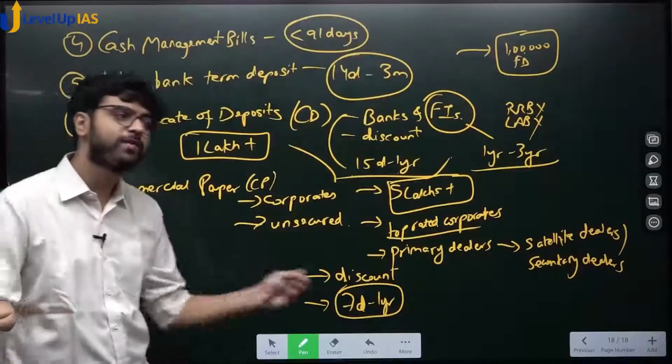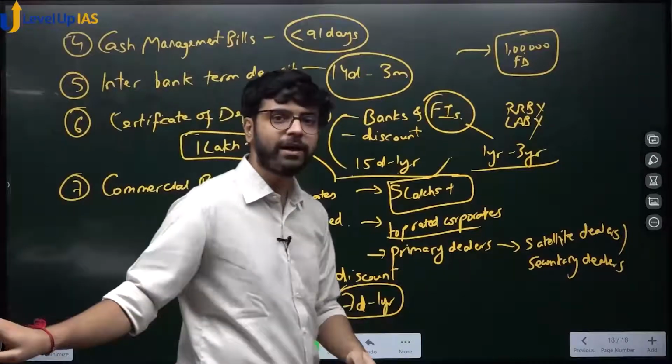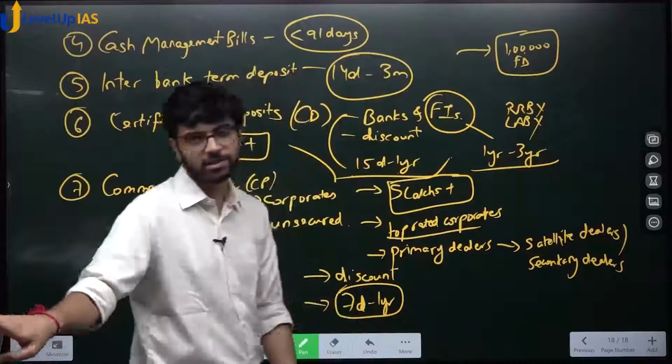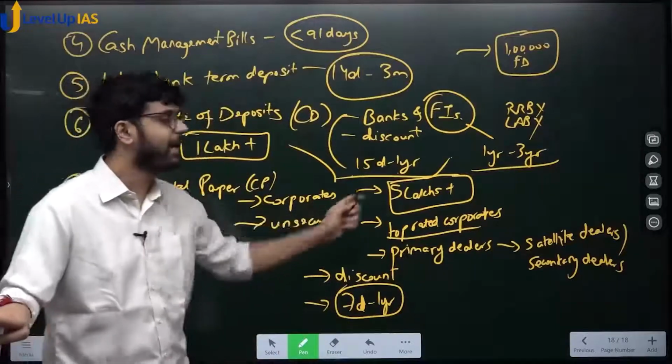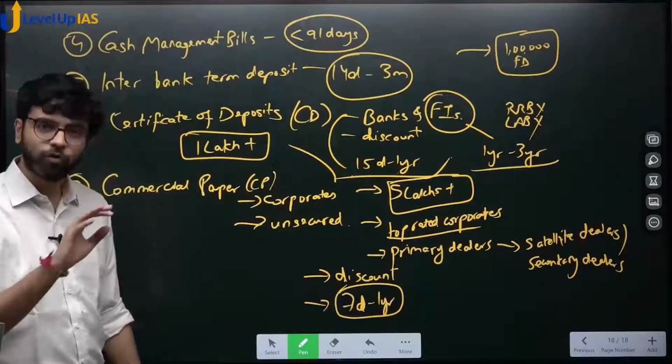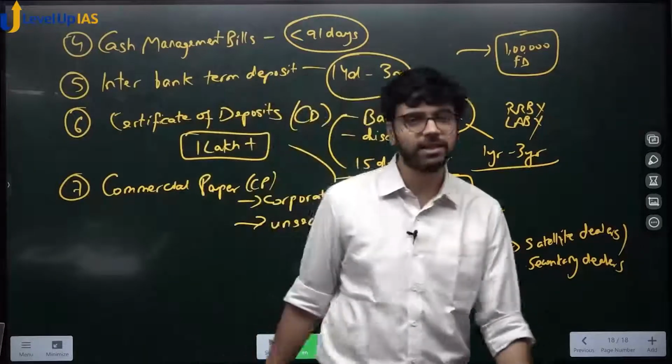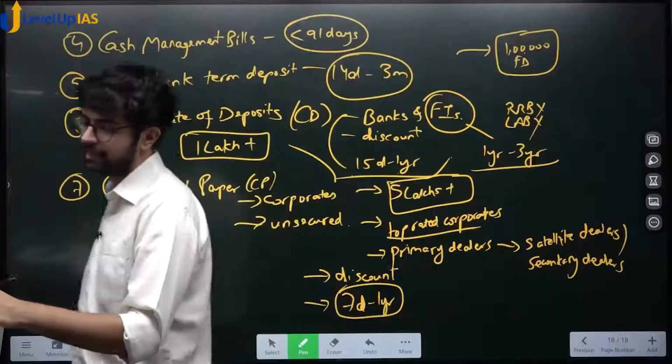Why? Because tomorrow if they issue CPs and they take your money and then they run away or they don't repay it back, what will happen? Your savings will go waste. इसीलिए minimum is kept at 5 lakhs plus, कि only the people who can invest huge amount, who can take risks, can invest in this. Otherwise, discouraged है.